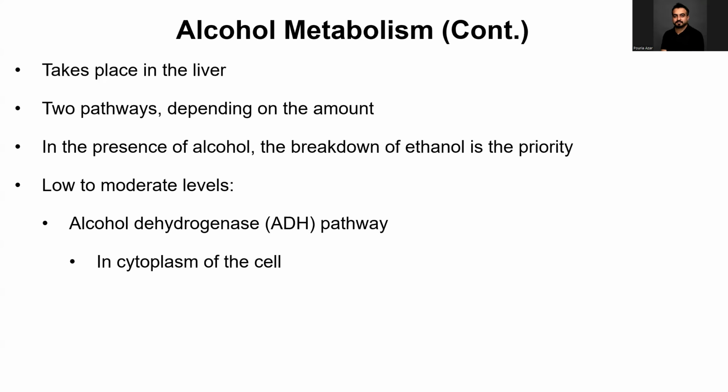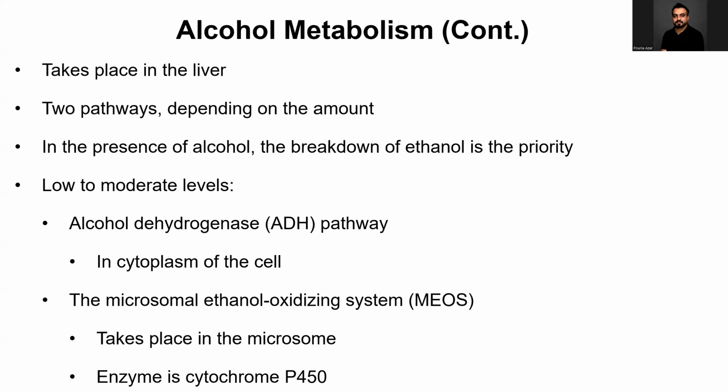So, as I said, there are two pathways. In low to moderate intake of alcohol, we have the alcohol dehydrogenase pathway, ADH, which occurs in the cytoplasm of the liver cells. This pathway is called alcohol dehydrogenase. The second pathway is the microsomal ethanol oxidizing system. It takes place in the microsome. Microsome is another organelle inside the cytoplasm.